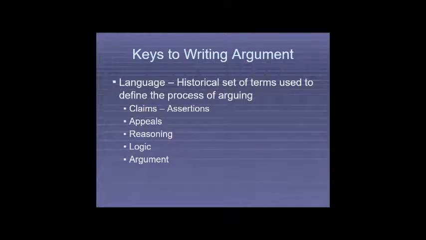Some of the historical terms that we use when we talk about argument that you'll see in your book: claims, those are your assertions. Those are the ways that you're trying to explain your position, right? Appeals, those are how you connect to the audience. That's how you draw the audience in. We'll talk a little bit more about that. Reasoning, we've already talked about. That's how you logically walk your audience through the process. And then argument, again, like what we said earlier, that is your position. That's where you stand on the issue.